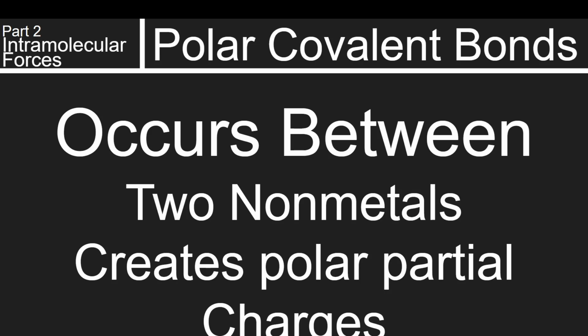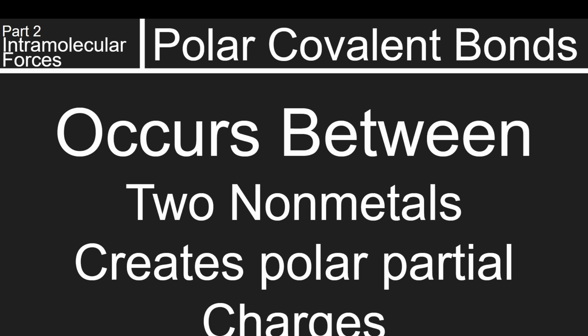All right, so then we'll move on to polar covalent bonds. So covalent bonds occur between 2 nonmetals. However, polar covalent bonds create a polar partial charge, and we'll get to what that means in a bit. But so as ionic bonds occurred between a metal and a nonmetal, covalent bonds occur between 2 nonmetals. Okay, and there's 2 different types of covalent bonds, as we saw earlier. There's the polar and the nonpolar.